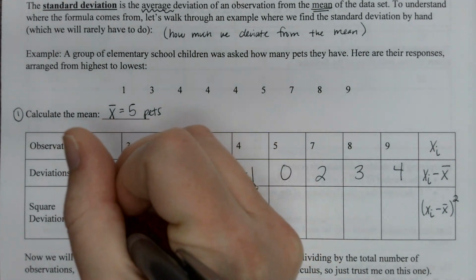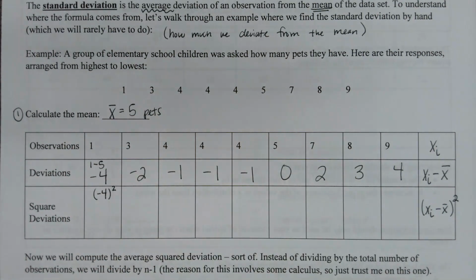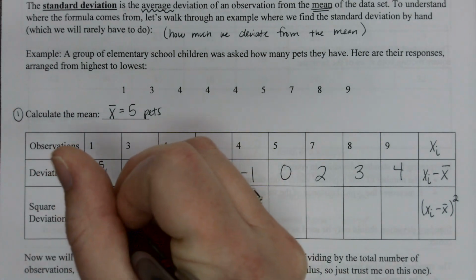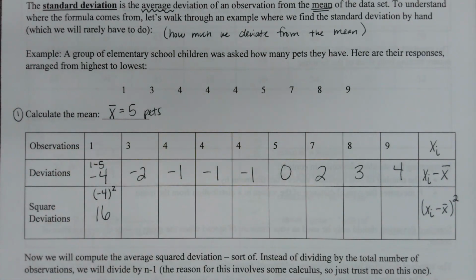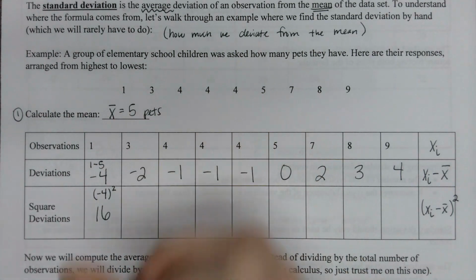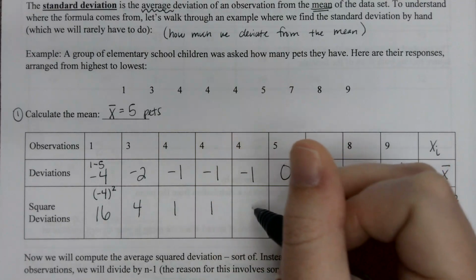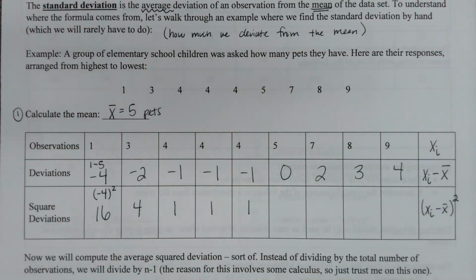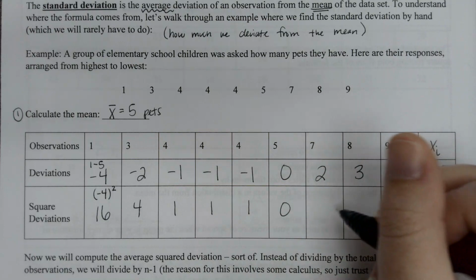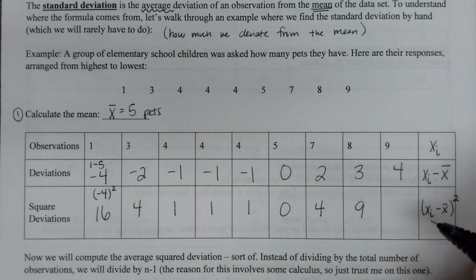I'm going to take negative 4 and square it. Now, when I take negative 4 squared, be careful. Negative 4 squared is negative 4 times negative 4, which is going to get me positive 16. I'm going to take negative 2, square it, we get 4. Negative 1 squared, we get 1. Negative 1 squared, we get 1. Negative 1 squared, we get 1. So remember, negative 1 times negative 1 is not 2 or negative 2. It is 1. 0 squared is 0. 2 squared is 4. 3 squared is 9, not 6. 4 squared is 16.